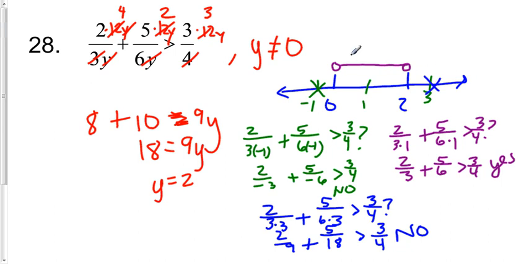So here's your solutions. Finally, you want to write your answer using your variable. Our solutions are between 0 and 2, so we want to say 0 is less than y, y is less than 2. Here's how you write it.